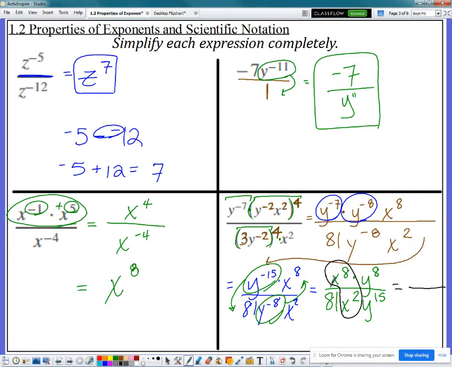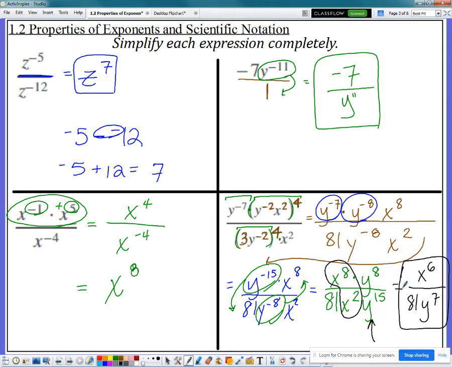So 8 minus 2 is 6. So we're going to get x to the 6th in the numerator. In the denominator, we're going to have 81, and we're going to have y to the 7th, because 8 minus 15 is negative 7, but we can't have a negative, so we keep it at the bottom. So this is your final answer.